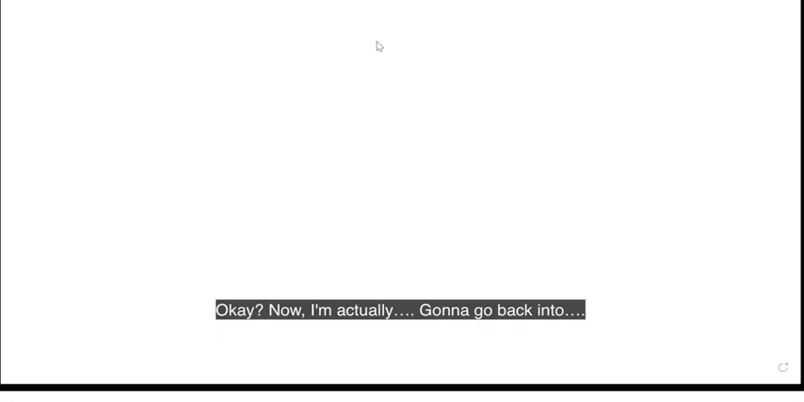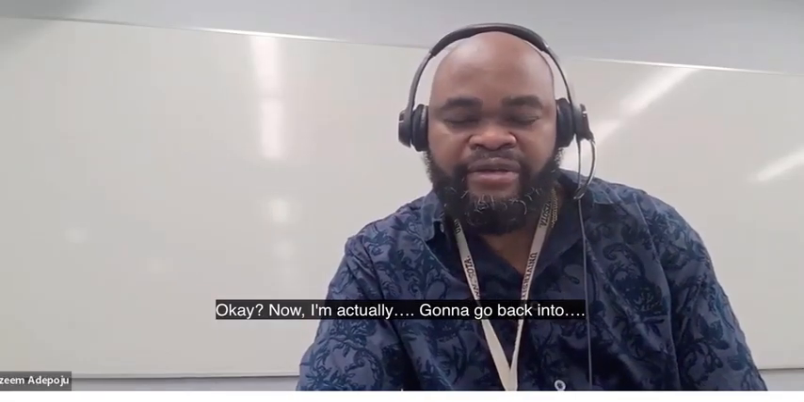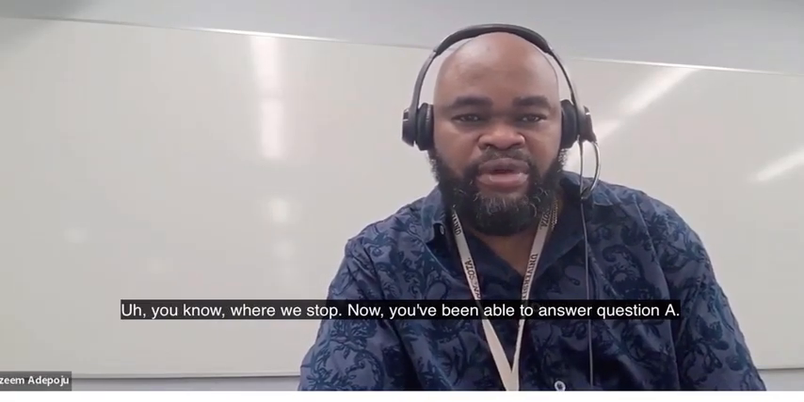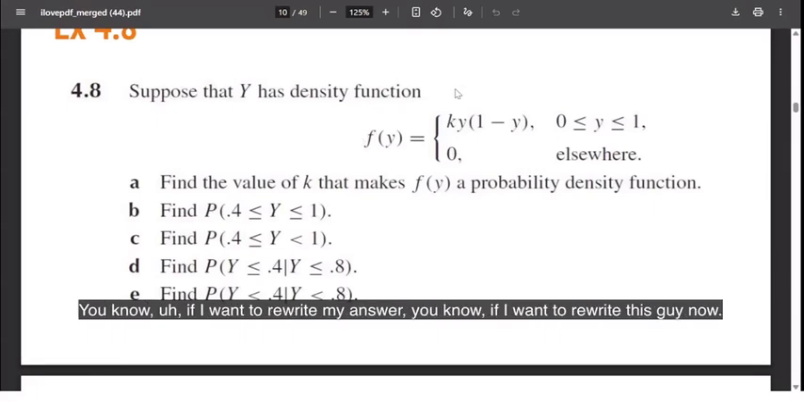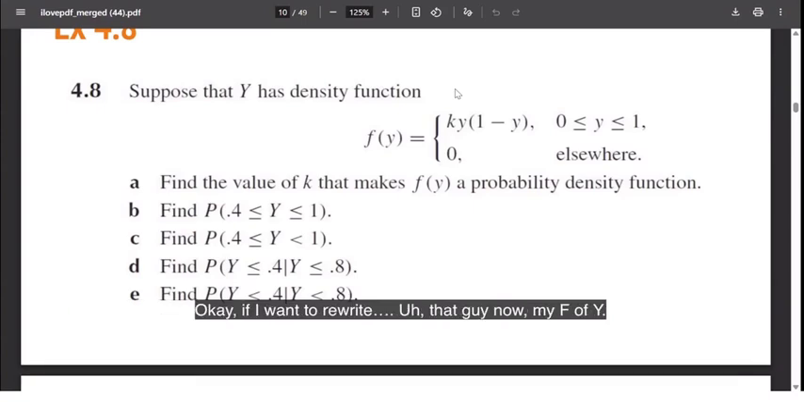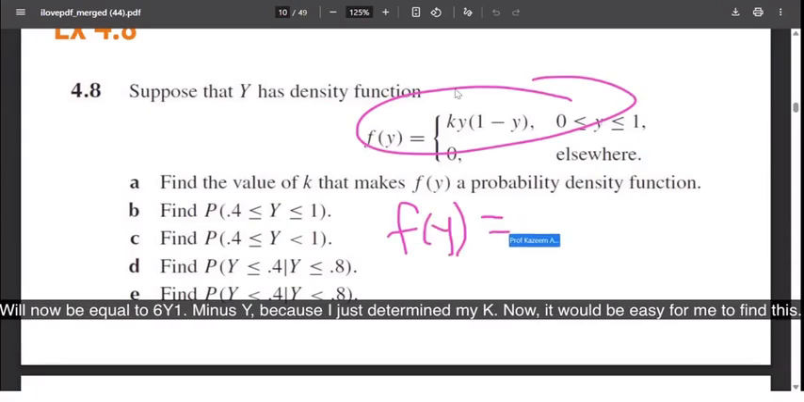Now I'm going to go back to where we stopped. You've been able to answer question A. How do I answer question B? That would be super cool. If I want to rewrite this, my f of y will now be equal to 6y(1 minus y), because I just determined my k. Now it will be easy for me to find this.